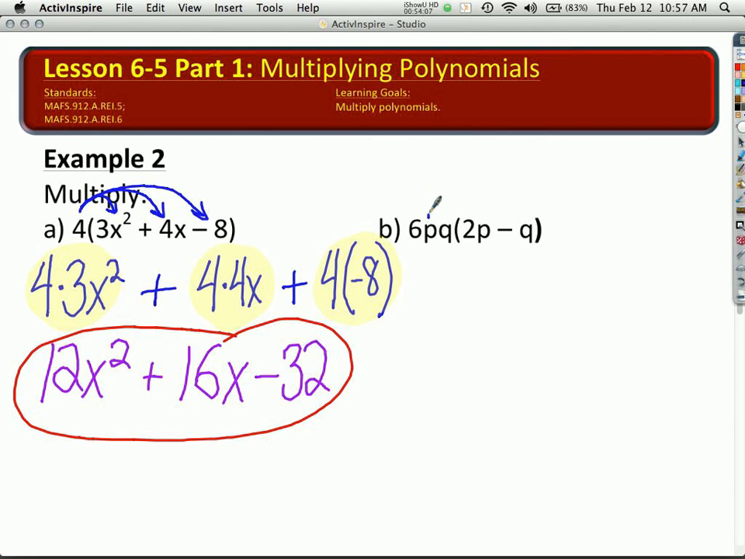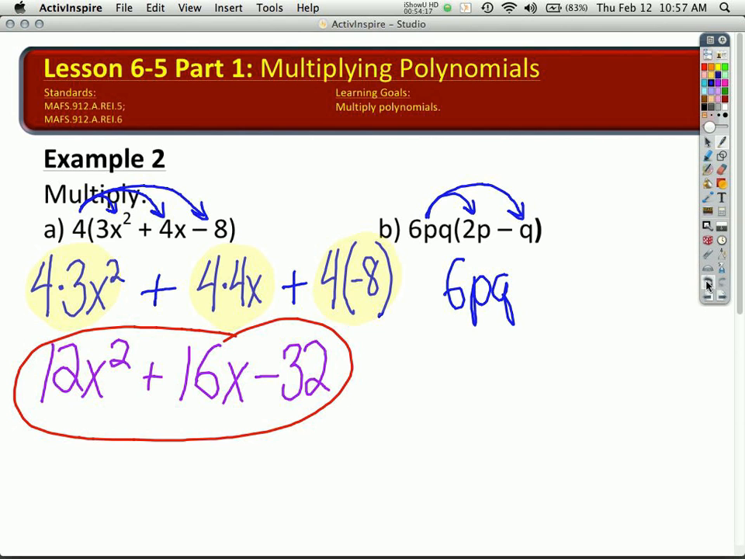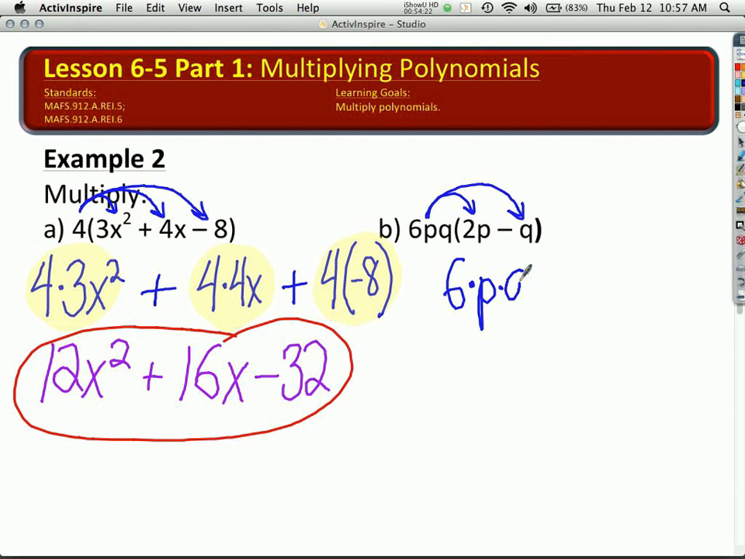So this is distributive property again, here and here. So it's going to be this expression, 6pq. But if I write it the way I was taught, I'll write it like this, and this is going to help me a lot. Because now it's times 2 times p. That's just the first arrow. Plus, and now I've got 6 times p times q times negative q.